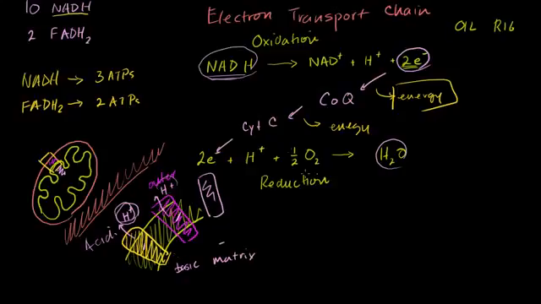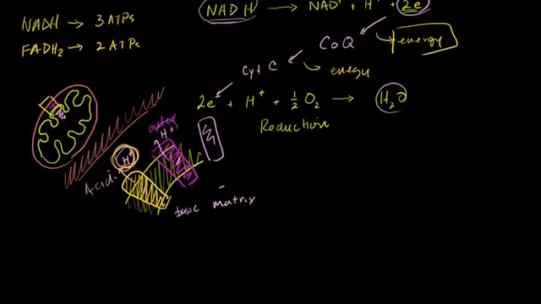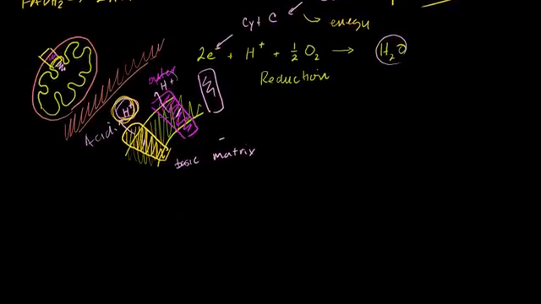Now, once that gradient forms, these guys want to get back in. These guys want to get back in to the matrix. And that is where the ATPs are formed. So there's a protein that also spans this. Let me draw. So remember, this is all this inner membrane right here. Let me just draw it a little bit bigger right here. So that's our inner membrane, our cristae right there.